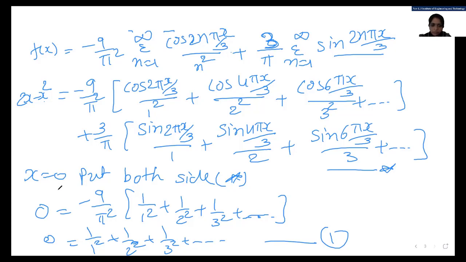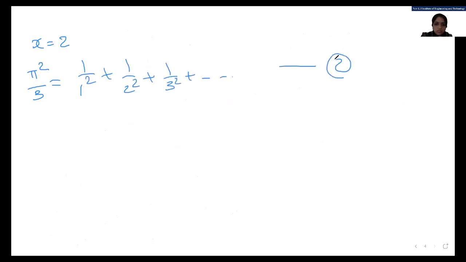Listen carefully. First, I have to substitute x is equal to 0 on both sides. Then I get equation 1. Then after I have to substitute x is equal to 2 on both sides. Then I get equation 2. And what is my equation 2? My equation 2 is pi square by 3 is equal to 1 upon 1 square plus 1 upon 2 square plus 1 upon 3 square plus up to so on. By putting x equal to 2 on both sides, I get this equation.